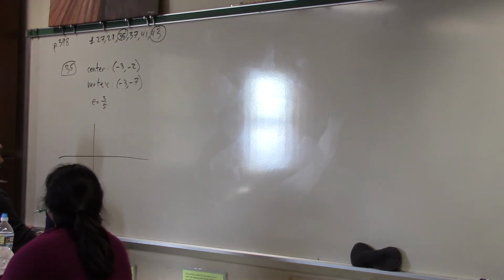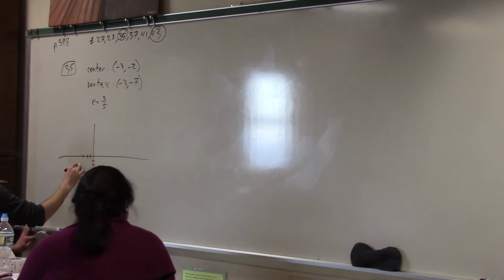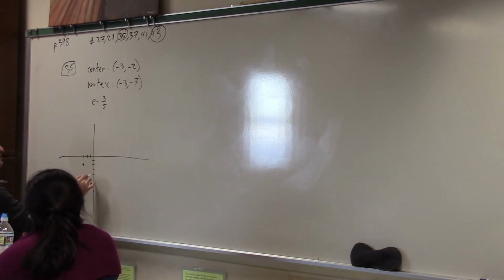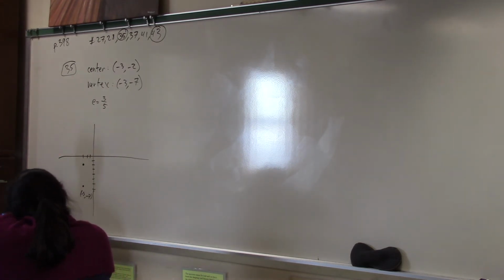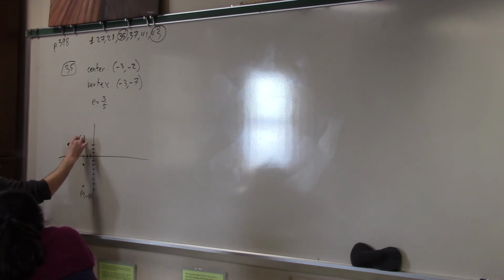So we can now make a picture of this. The center is -3, -2. And there's a vertex at -3, -7. So already I know where the other vertex is. It's going to be 5 away, so it's going to be at -3, 3. And the ellipse is going to be like so.